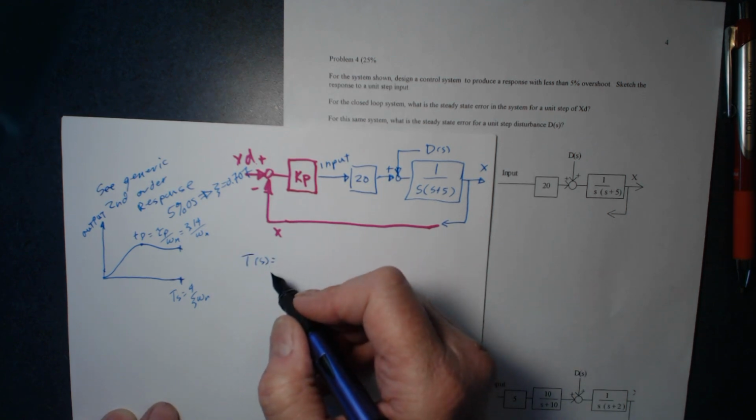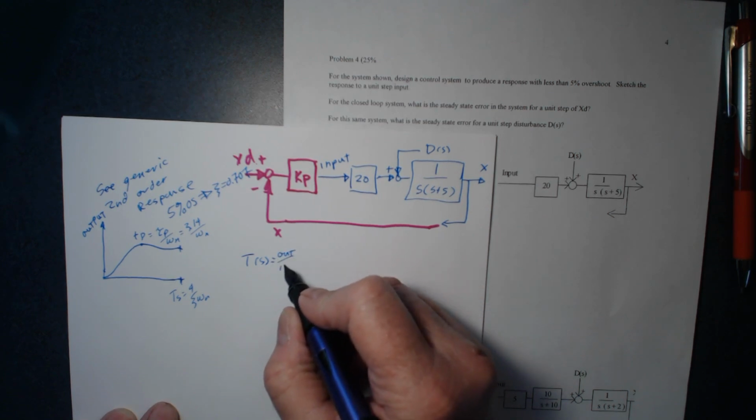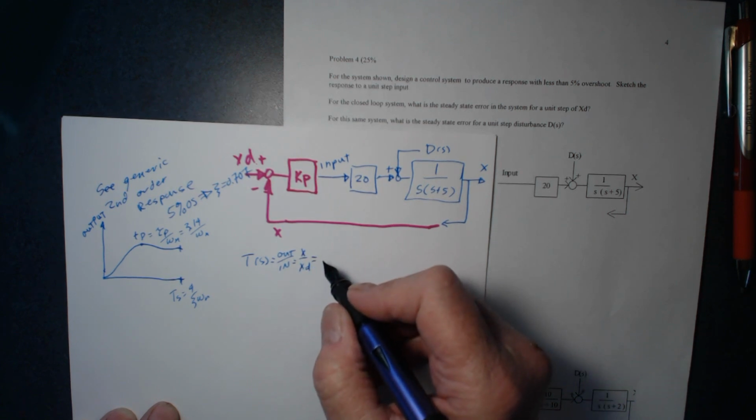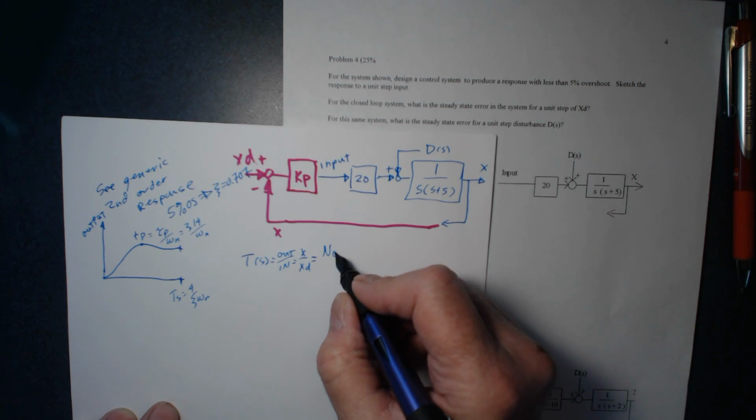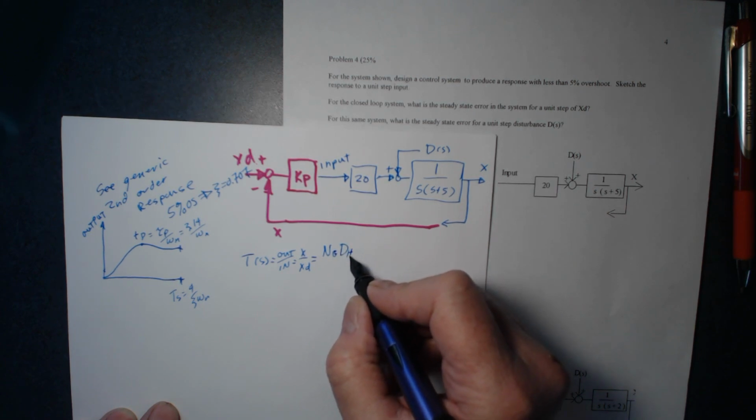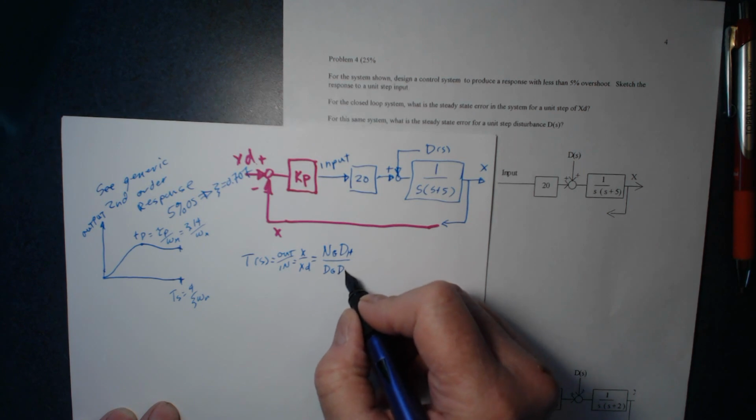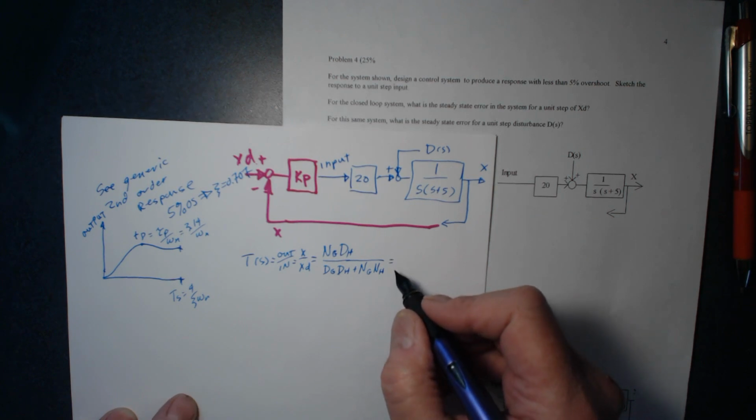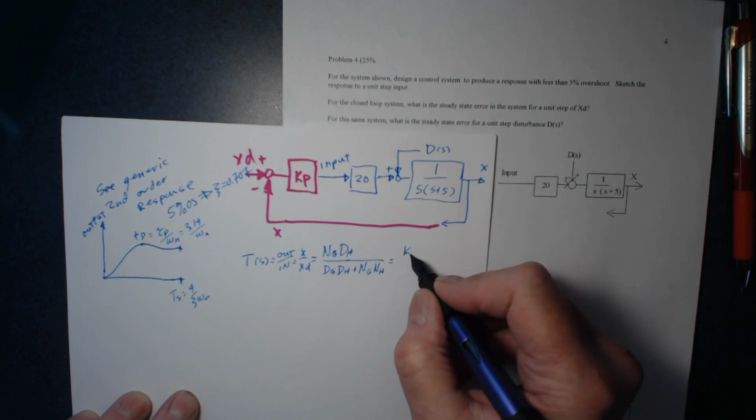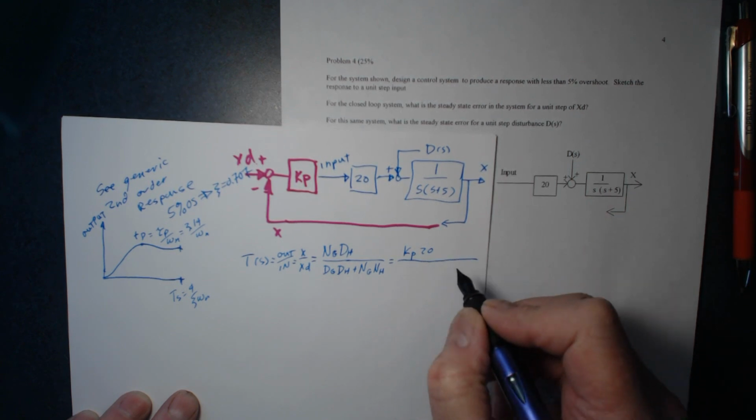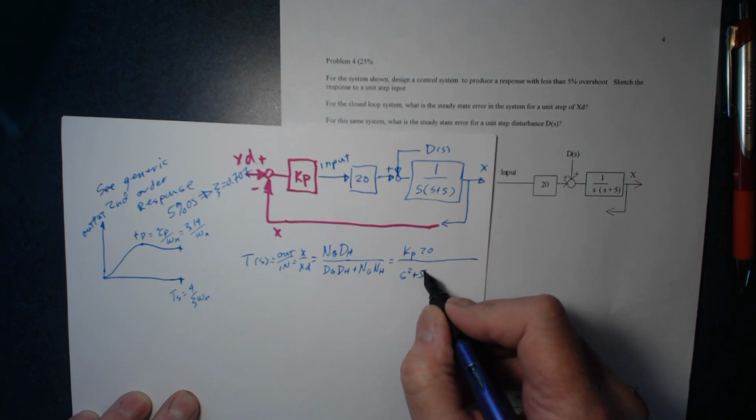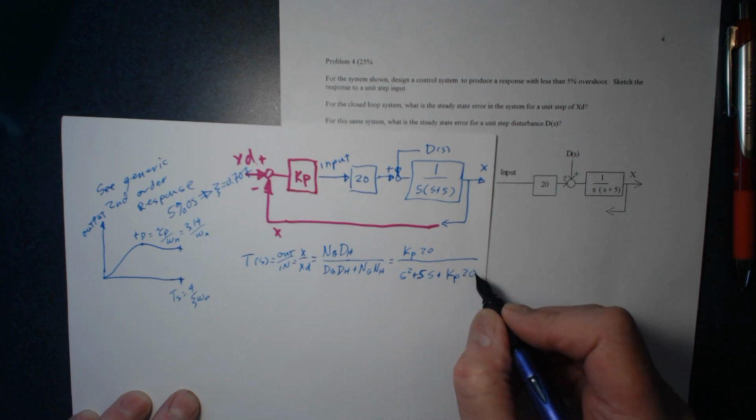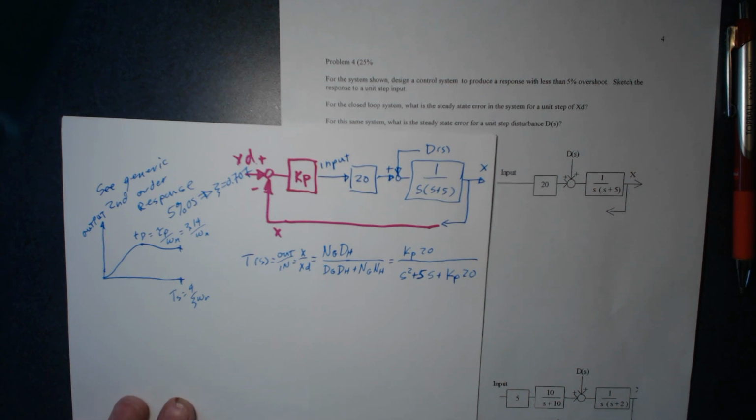T of S. The transfer function is the output over the input. In this case, it's x over x desired. We have a couple of different formulas for this. Now I'm going to emphasize this other one. It's the numerator of g times the denominator of h, divided by the denominator of g times the denominator of h plus the numerator of g times the numerator of h. If I plug all that in, that's going to be kp times 20 over s squared plus 5s plus kp times 20. So that's the closed loop transfer function.